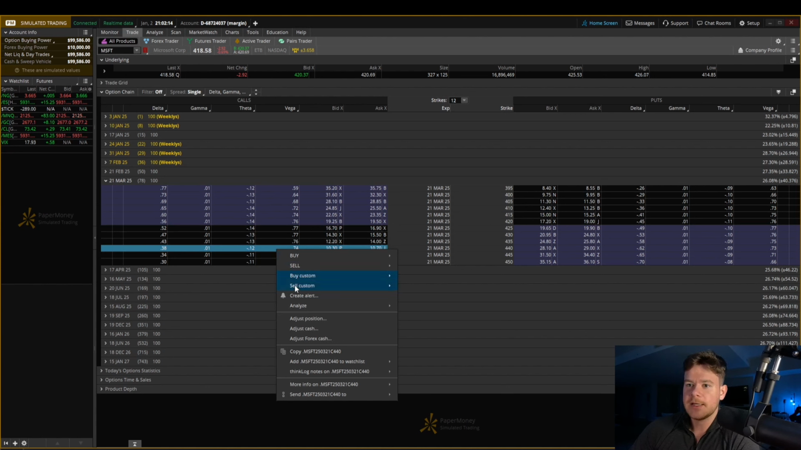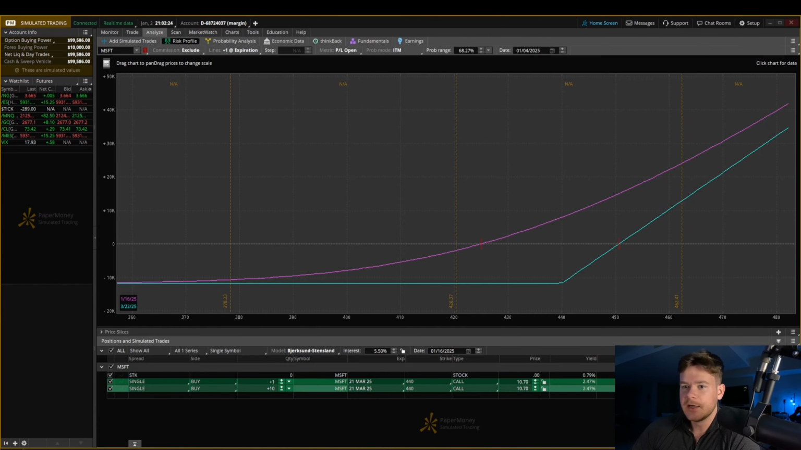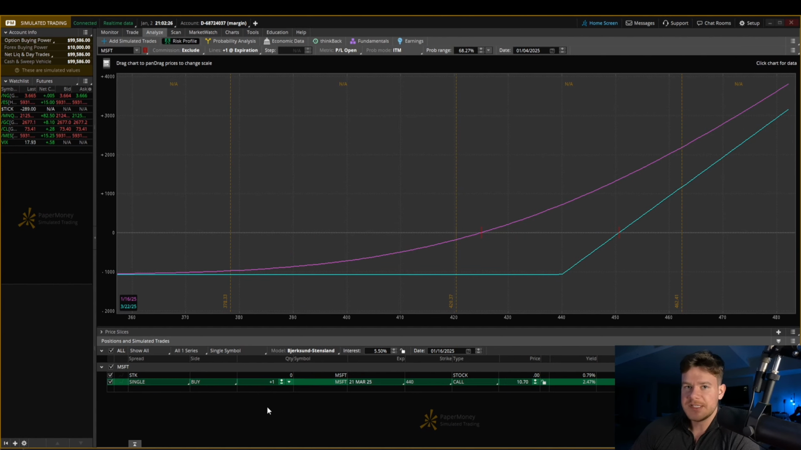So if I right click and press analyze, buy trade single, then it will take me right here, and that is going to default to 10, so keep that in mind. But if I have it at 1, everything looks good. Then let's say on the 16th, which is 2 weeks from today, if the price of Microsoft goes up $10, then I will make $212, so that would be around a 20% gain.